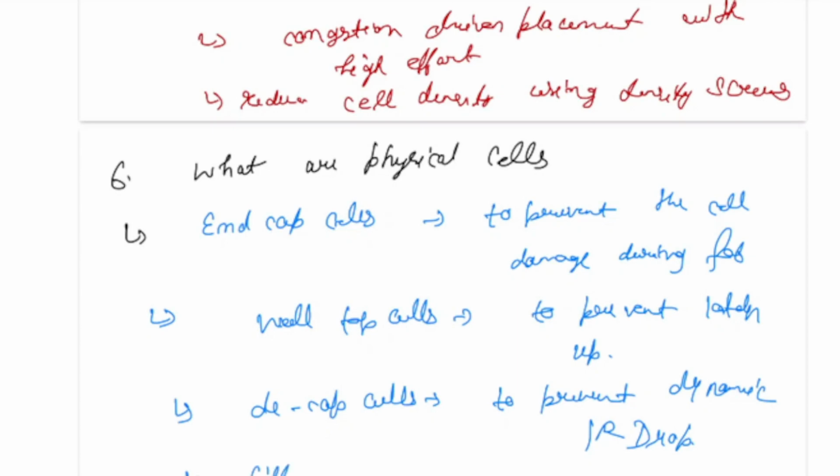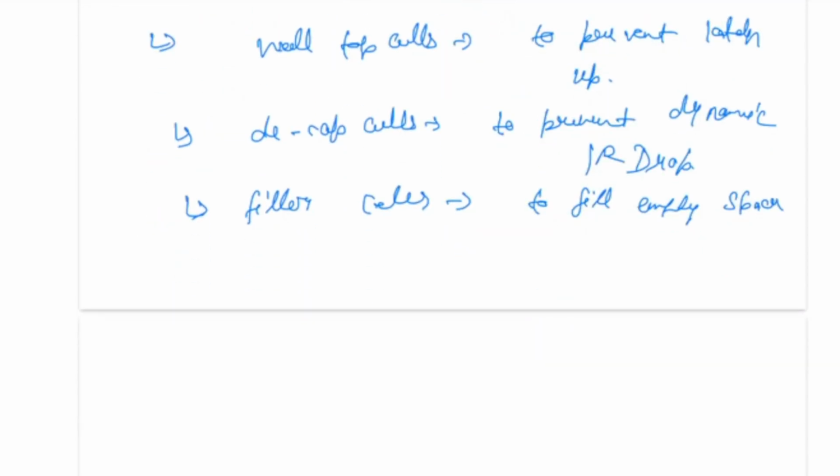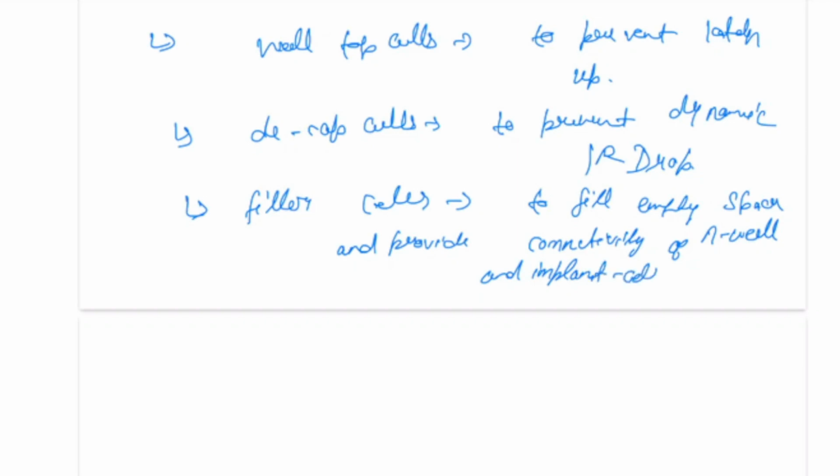Next one is filler cells, to fill empty space and provide connectivity of the LVL and implant layer. And spare cells.